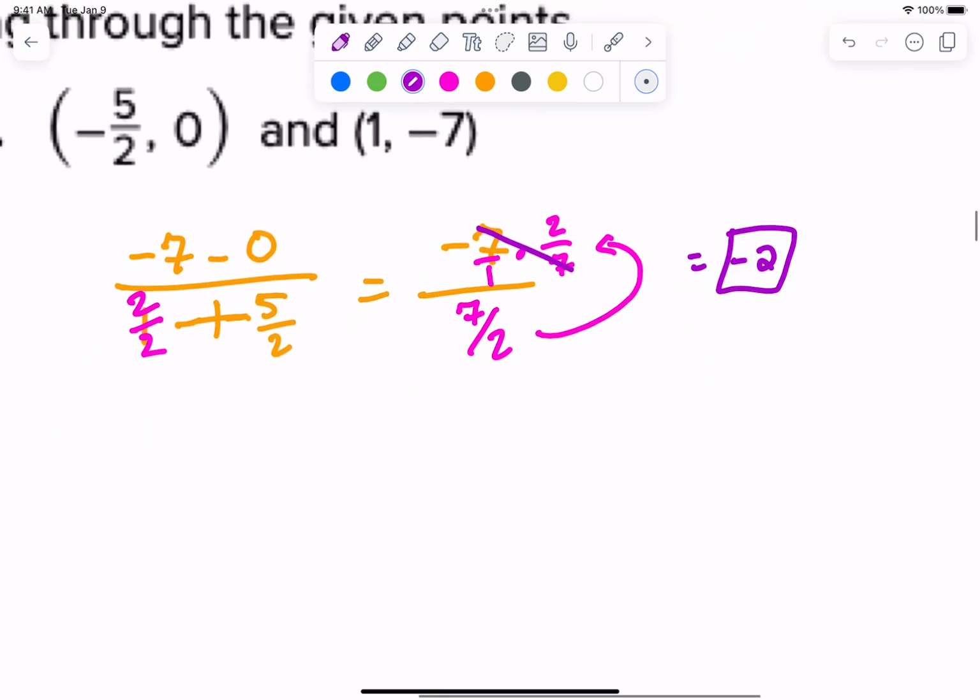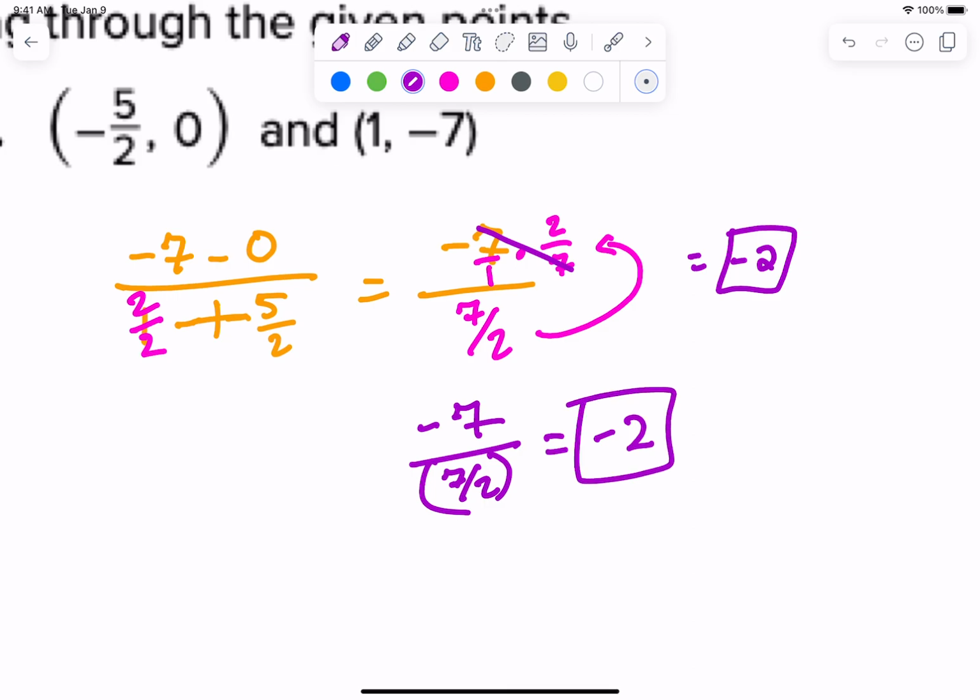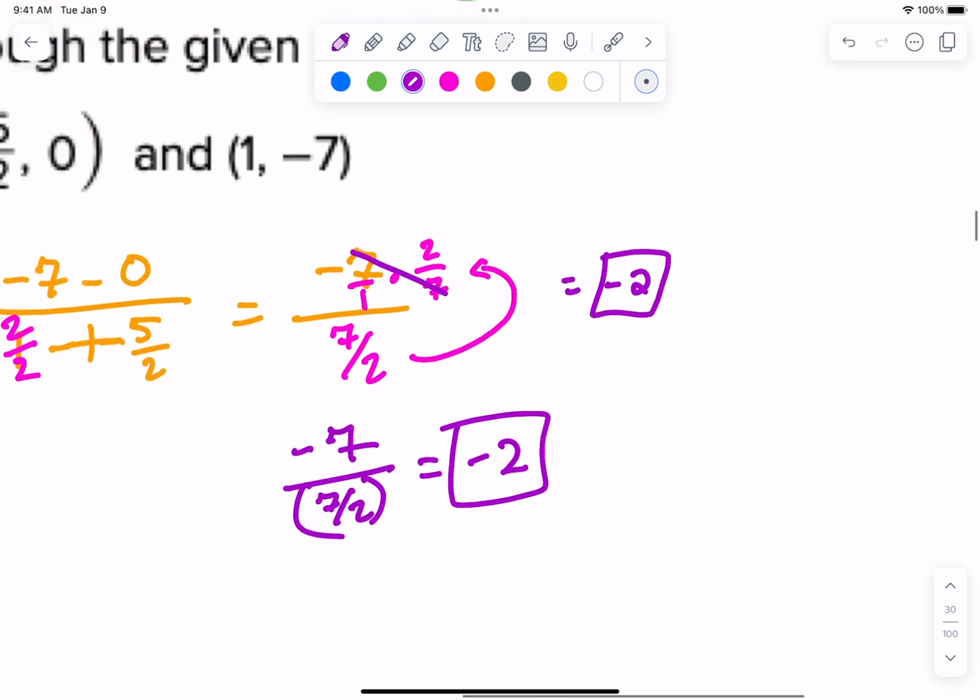Now, if you get your calculator out and take negative 7 divided by 7 over 2, you'll still get negative 2. So if you don't want to do the keep, flip thing, you could figure it out with a calculator. I would personally not use a calculator, but whatever. 7 divided by 3.5, it's 2. Yeah, 3.5 goes into 7 twice.